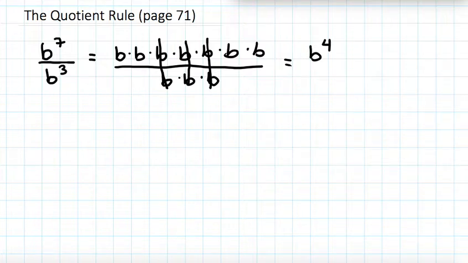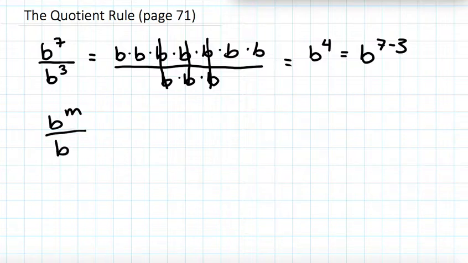Now I can see how I can get that from my exponents over here of 7 and 3. I can subtract the bottom exponent from the top exponent. And the reason that happens is that for each variable on the bottom, you can take away one variable on the top. And so since you can take away this many b's, 3 b's, I'm going to subtract the exponents. So I can write that in a formula form. This is b to the m over b to the n. There's nothing special about 7 and 3. It works with any whole numbers.